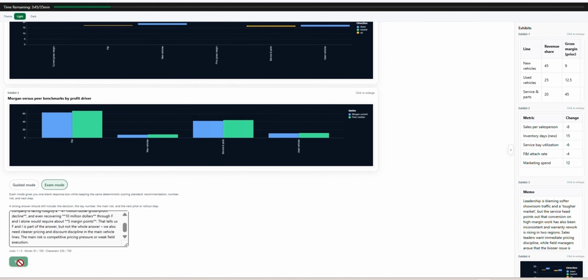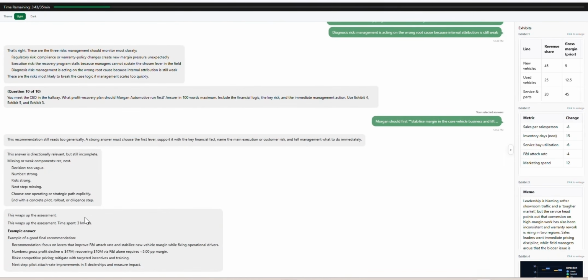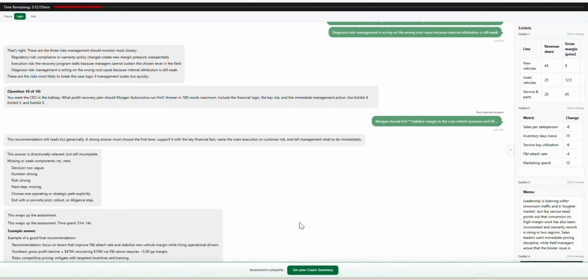Once we go to the exam mode, all we do is we put in the answer and click send. So our recommendation works because it includes the first lever, the financial logic, the key risk, and the next management action. That's exactly what the rubric wants.